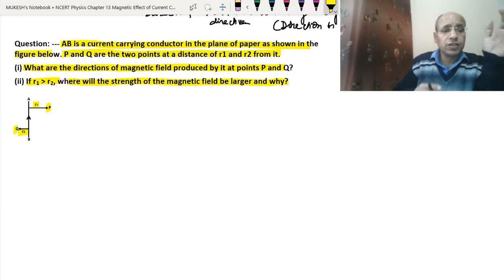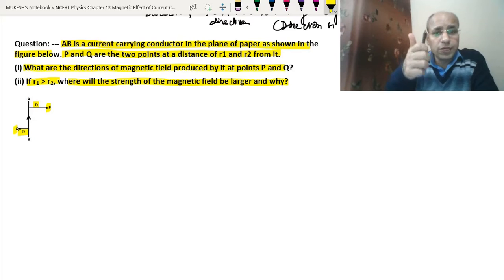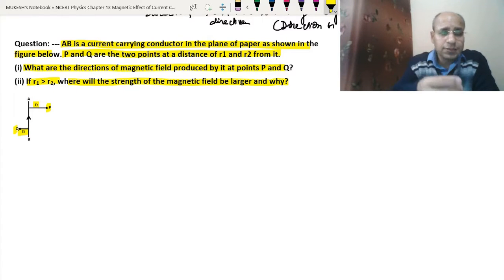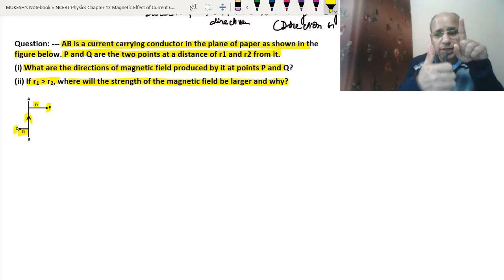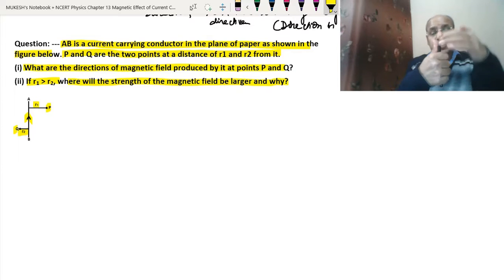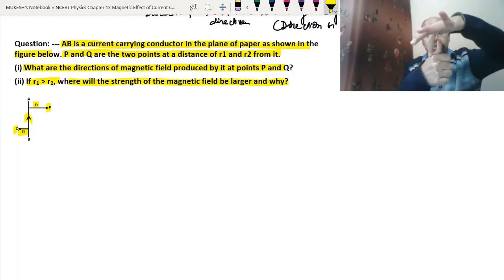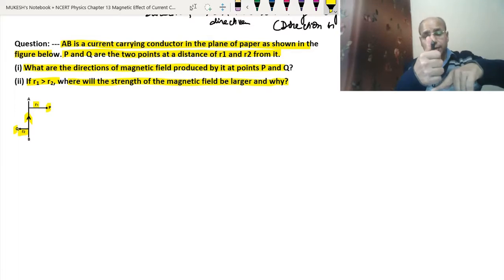So for the first question, what will we do? We will use the right hand thumb rule. We will suppose this is the conductor. Suppose here the current is flowing in the upward direction. So that means the field will be like this. The thumb we have to keep up. Thumb, as we have learned, gives the direction of the current. So the thumb will be up. Now you can see the fingers are encircling anti-clockwise. So one point is here, the other point is here. So at this point, if we keep it north and if we keep it south, then it will be east and it will be west.